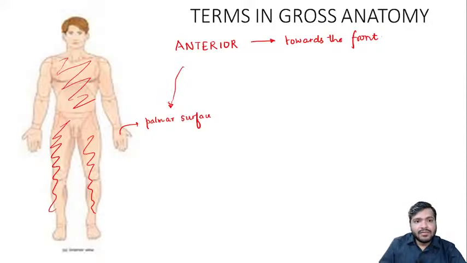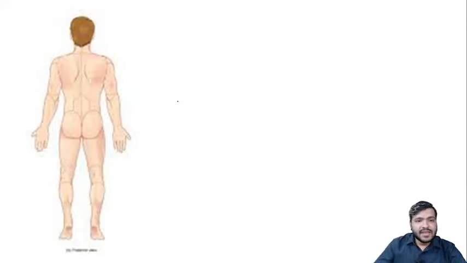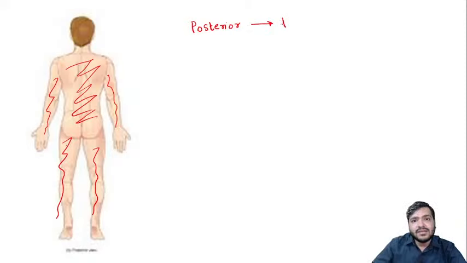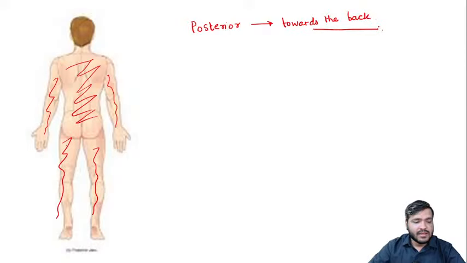that is the posterior surface, guys. So you can see in the normal anatomical position, the posterior one is the back side of the body. You can very well appreciate it is the back side of the body. So it is actually the posterior one, it is towards the back.